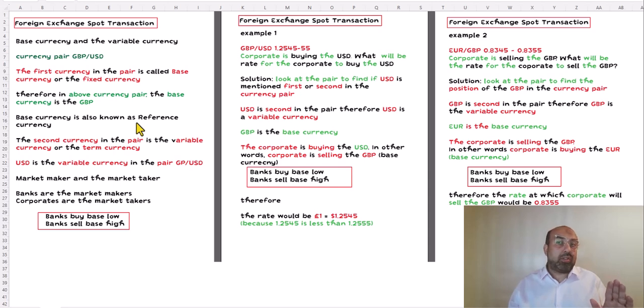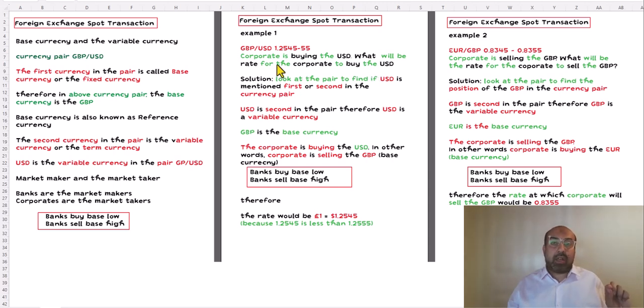We also need to understand that banks, as a market maker, buy base currency low and sell base currency high. In our given example one, we are given GBP and US dollar currency pair, and the bid and offer rate for the base currency given to us is 1.2545 and 1.2555, and we are told that the corporate is buying the US dollar. What will be the rate for the corporate to buy the US dollar?